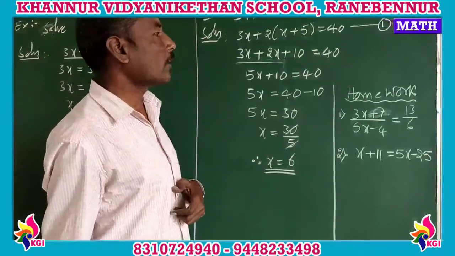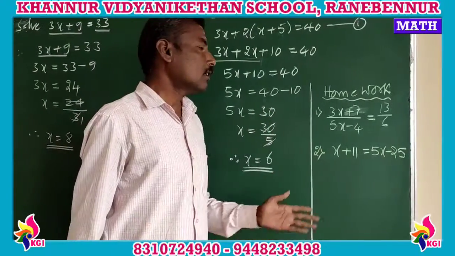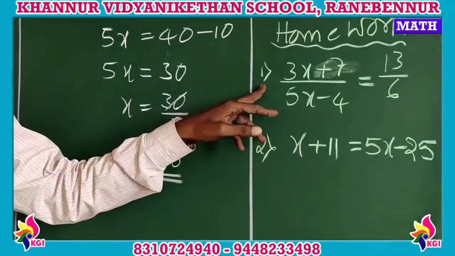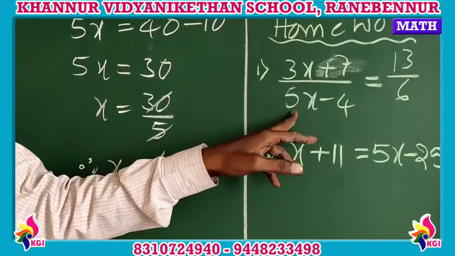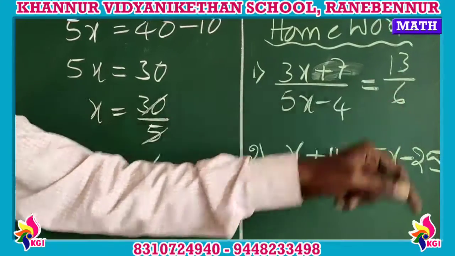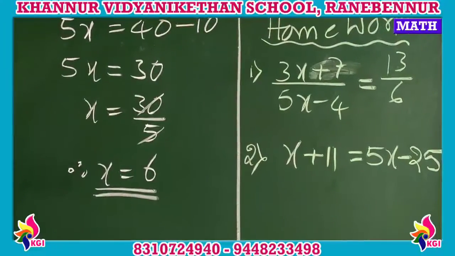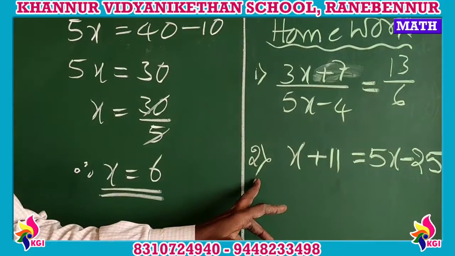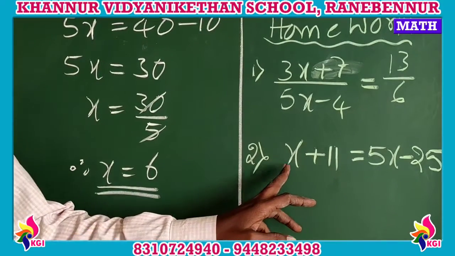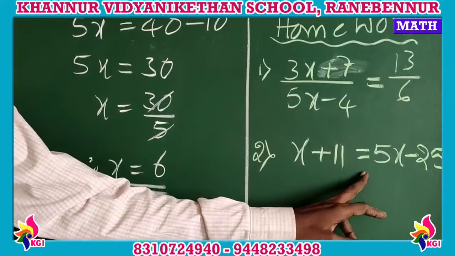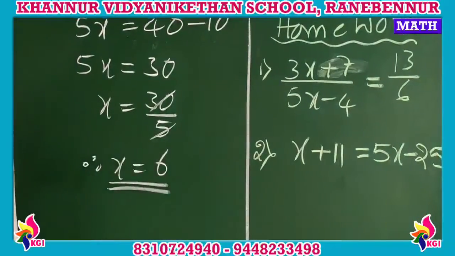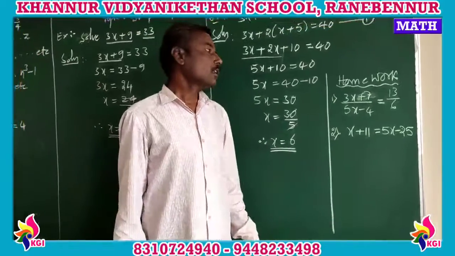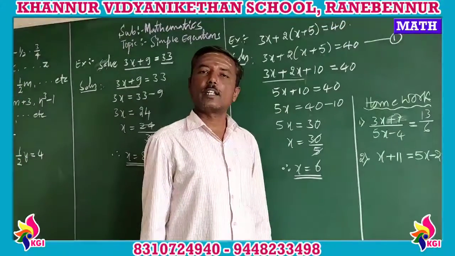Now I would like to give the homework on this concept. One is 3x plus 7 divided by 5x minus 4 is equal to 13 by 6. Any doubts about my handwriting? Second, the problem is x plus 11 is equal to 5x minus 25. These are the two problems you have to solve. Then I will continue in the next classes.